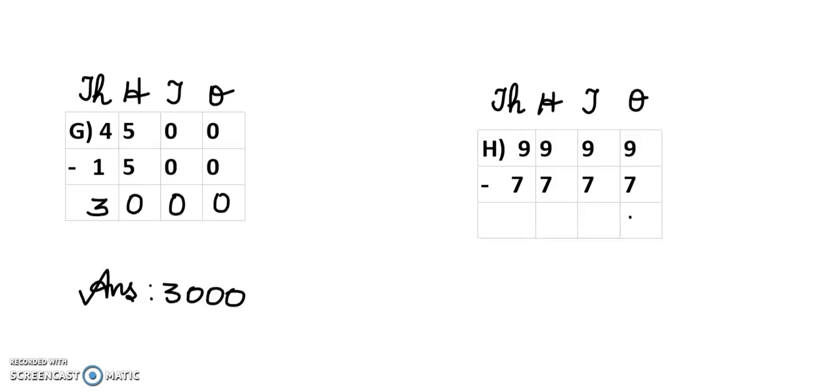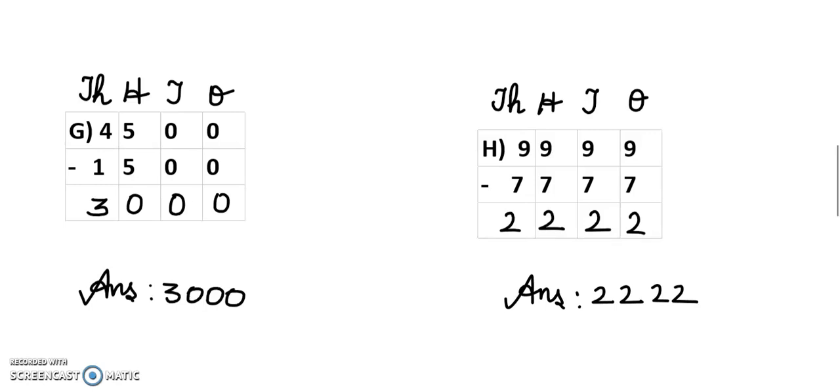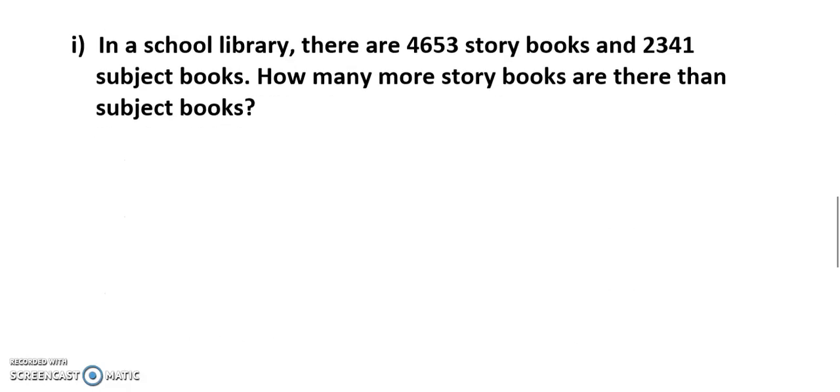So what is the answer? 2. Next one, same. 9 minus 7. So 7 after 8, 9, 2. Again they are repeating, so 9 minus 7, 2. So what is the answer? 2,222. Next, we are going to see a word problem.